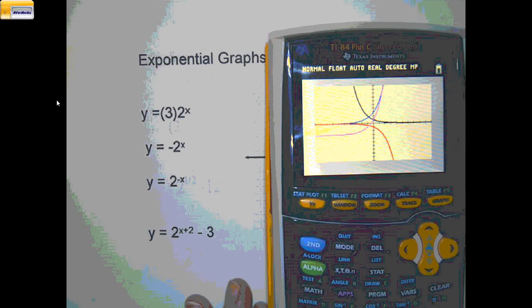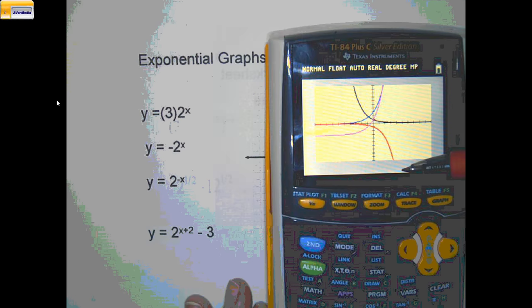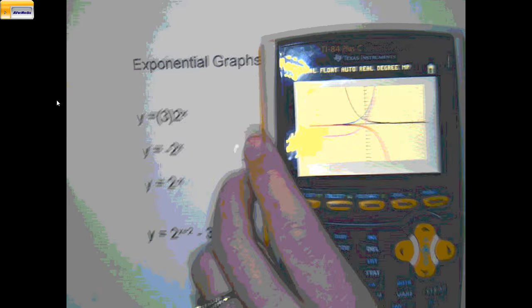So if you look at the difference between the blue graph, the first one that came in, and the second one, the red graph, what's the biggest difference you notice right off the bat? They're flipped over the x-axis. So this negative, much like if this was a quadratic equation, that negative is going to reflect it over the x-axis.